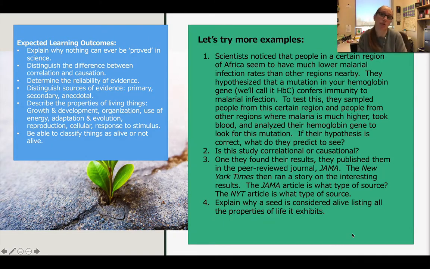Again, here are my examples. Okay, so number 1, scientists noticed that people in a certain region of Africa seem to have much lower malarial infection rates, so malaria, than other regions nearby. They hypothesized that a mutation in your hemoglobin gene, we'll call it HBC, confers immunity to malarial infection.